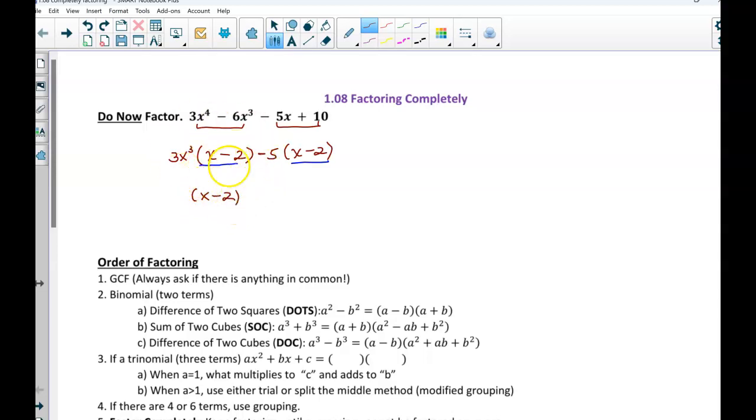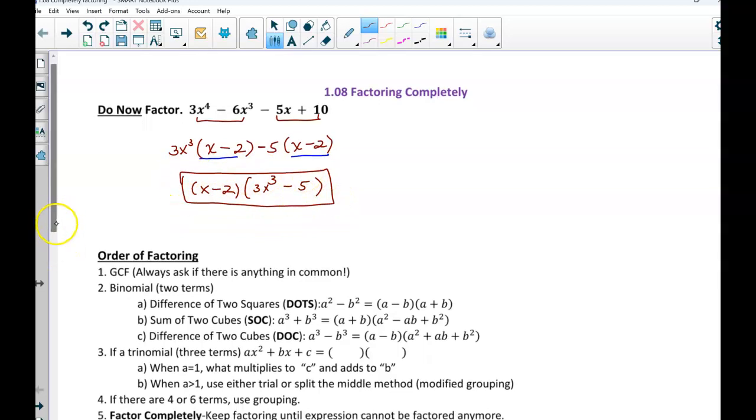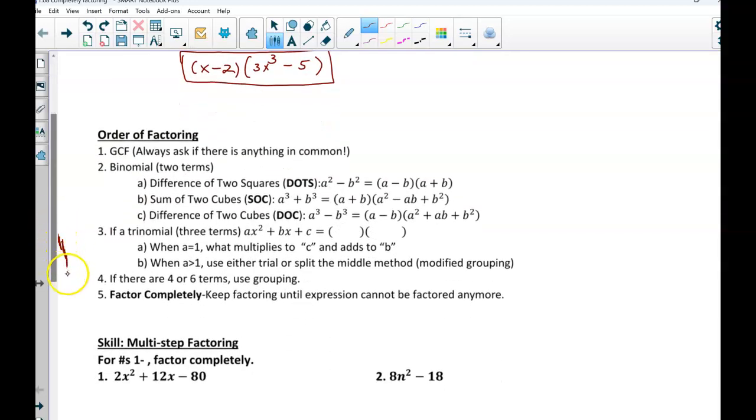So I take a look at that first blob, and I divide that first blob by x minus 2, and I'm left with 3x cubed. I now take a look at that second blob, and I divide it by x minus 2, and I'm left with negative 5. And so here, I just factor that. And to check it, you could multiply that back.